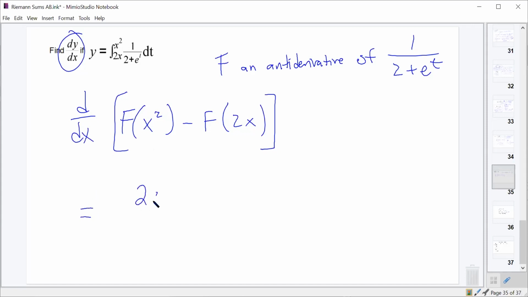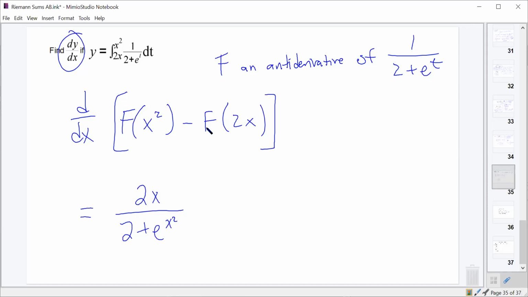So the first one ought to be, what's the derivative of x squared? 2x. And then we should be multiplying that by the derivative of capital F evaluated at x squared. So the derivative of capital F is this function. And so we'll just plug in x squared into this function. So 1 over 2 plus e to the x squared.